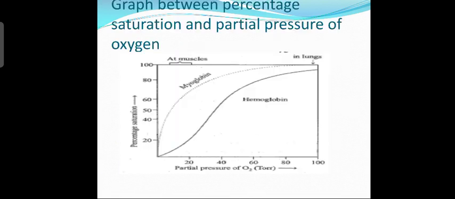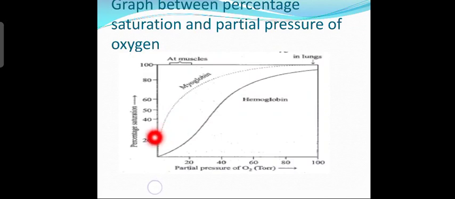Next slide. Graph between percentage saturation and partial pressure of oxygen. This is the graph which gives the percentage of saturation and then partial pressure of oxygen. So partial pressure of oxygen is given in units torr. Torr is the unit to express what? Partial pressure of oxygen. Okay. So this graph is obtained for hemoglobin, and the dotted curve is obtained from myoglobin.